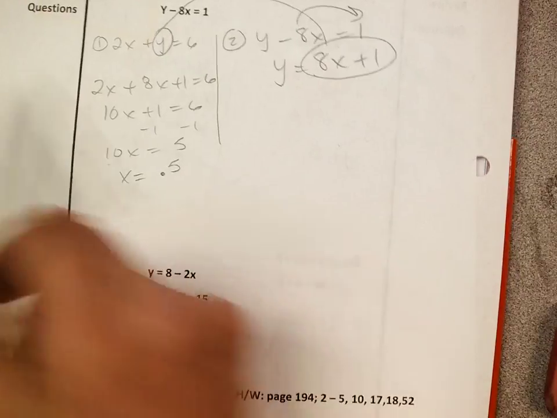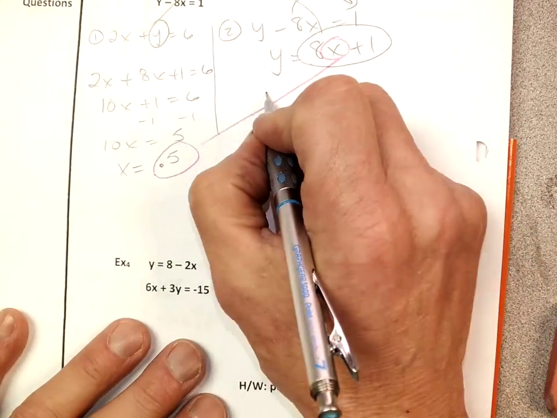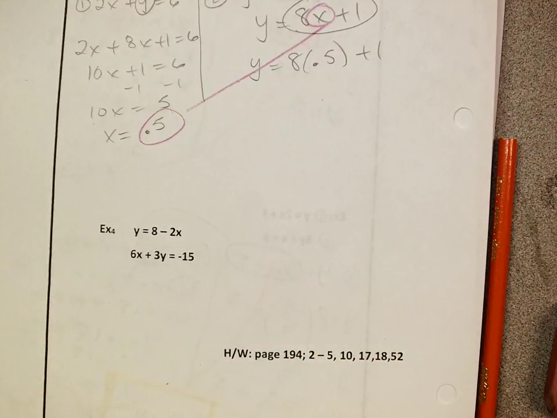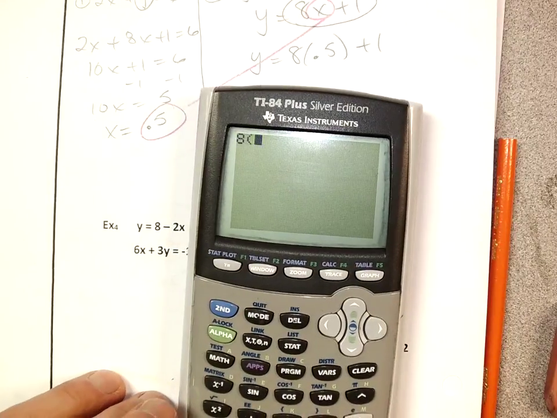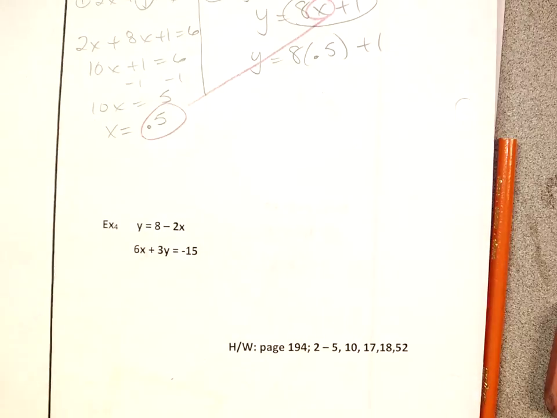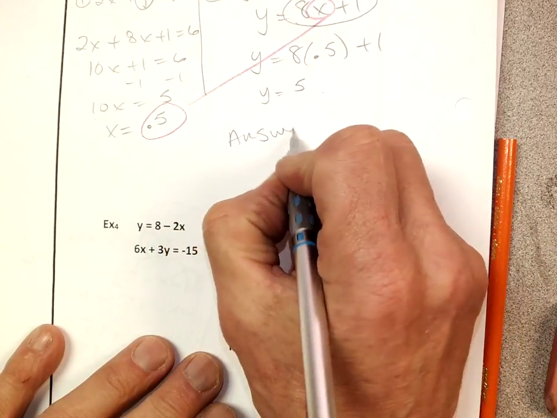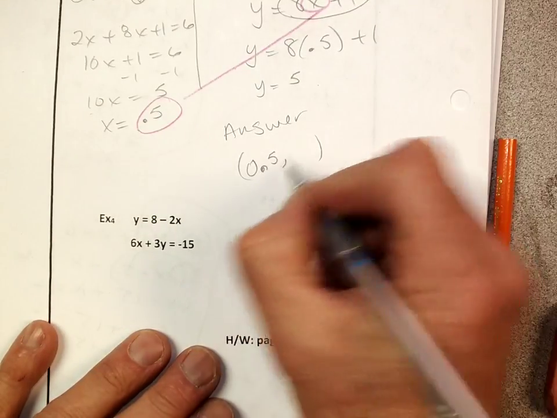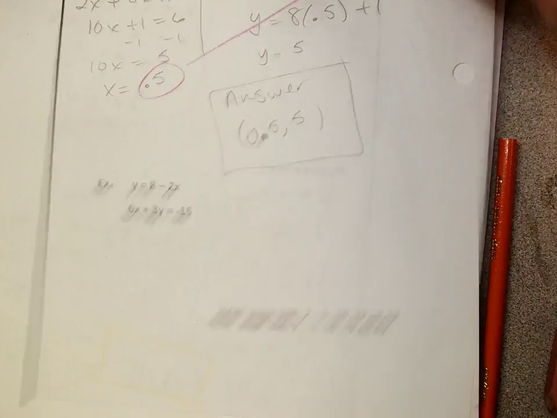So if I plug 0.5 into here, I'm going to rewrite this as y equals 8 times 0.5 plus 1. Now, half of 8 is 4, but if you don't believe me, use your calculator, right? You could always go, okay, Mr. Davies, I cannot do math. I'm just going to use my calculator. That's okay. Okay, so I get 4 plus 1 is 5. So my answer, remember the answer is a point. The answer is a point in xy form. It's going to be 0.5 comma 5.